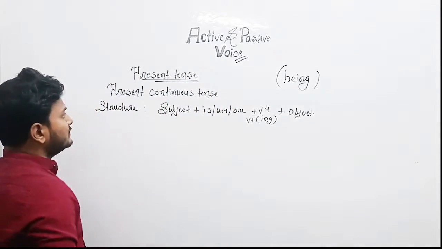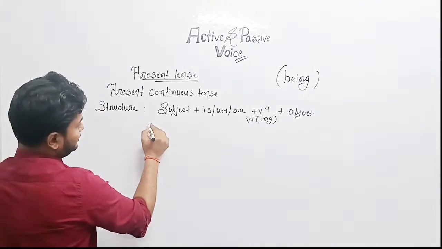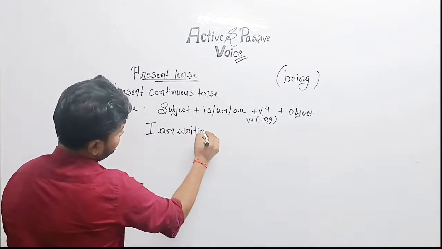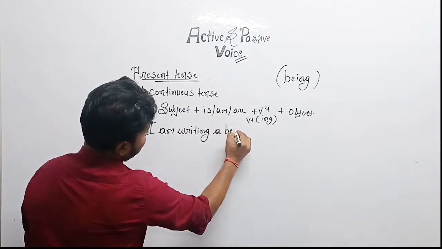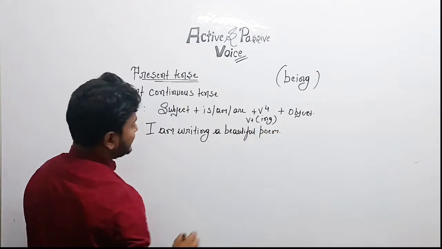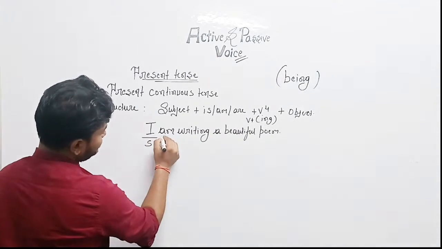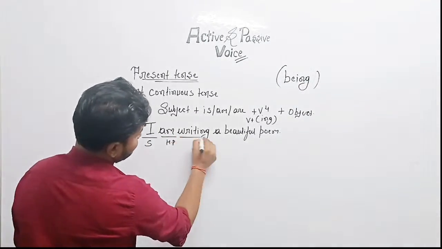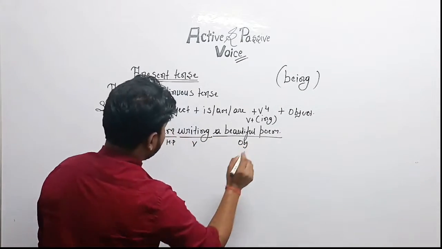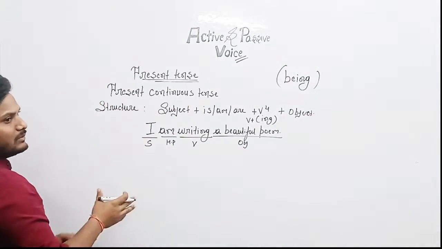Now go back to the present continuous tense. So this is the structure. Now let me take one example. I am writing a beautiful poem. In the same way, this is the subject here, this is the helping verb, this is the verb, and after that we have the object. Now if we are going to convert this into passive voice, in the same way, the object will come first. That will be the passive subject.